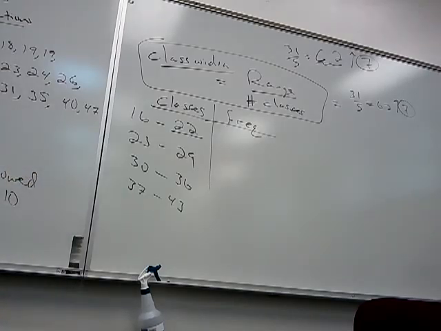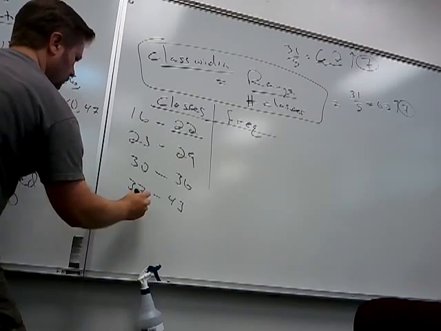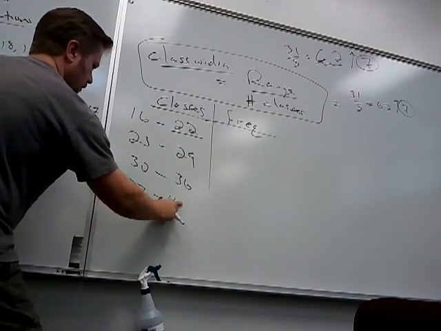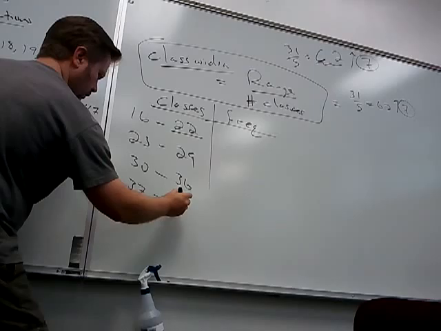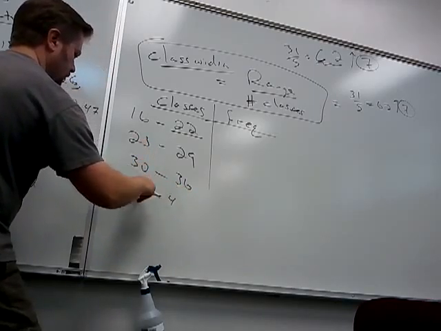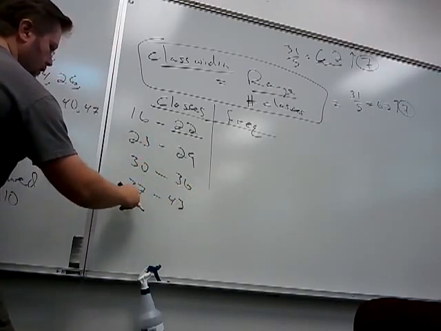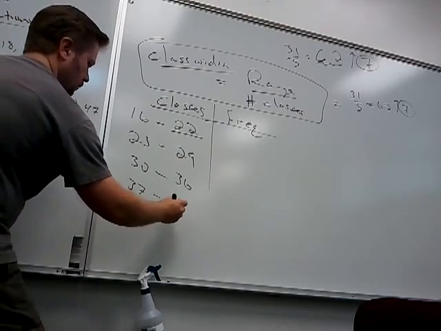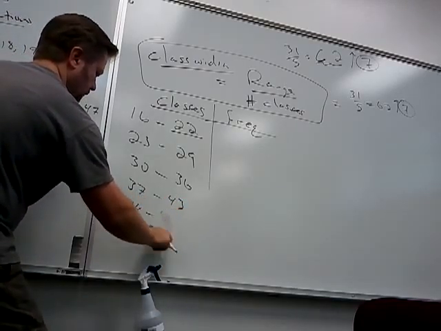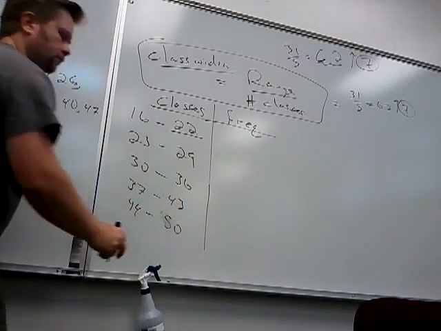Yeah. And then one more. 44. Did I do too much there? I did too much there. You guys should have said no. No, I did okay there. 7, 7, 7. Yeah, good. And then 44 to 50. Sorry. Cool.